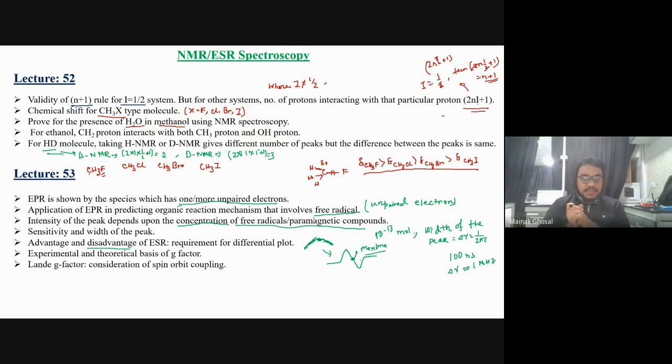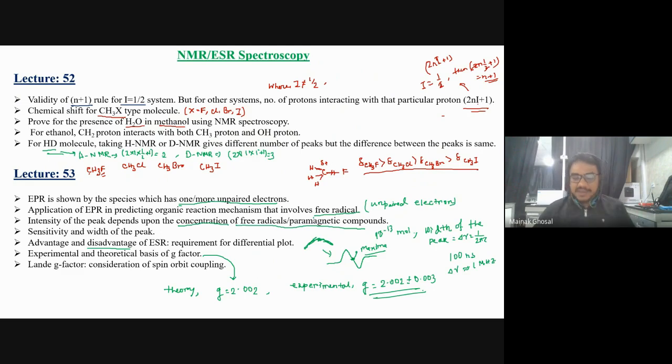Okay, and then there was discussion of the experimental and theoretical basis of the G factor. In theory, the G factor of the electron was discussed as G equal to 2.002, if I am right. This is the theoretical prediction. And the experimental prediction tells that the G value is actually 2.002 plus minus 0.003. Okay, so this is the range of G value you are actually getting experimentally.